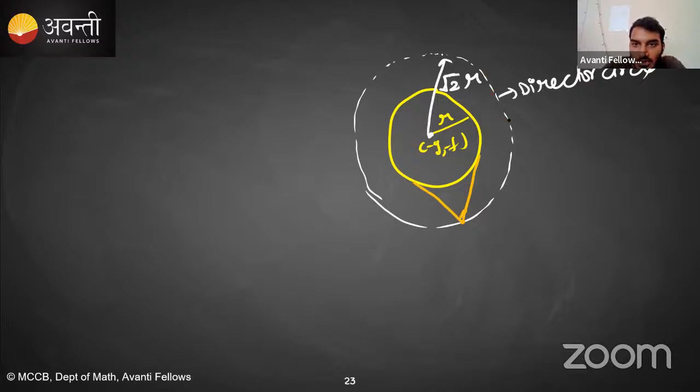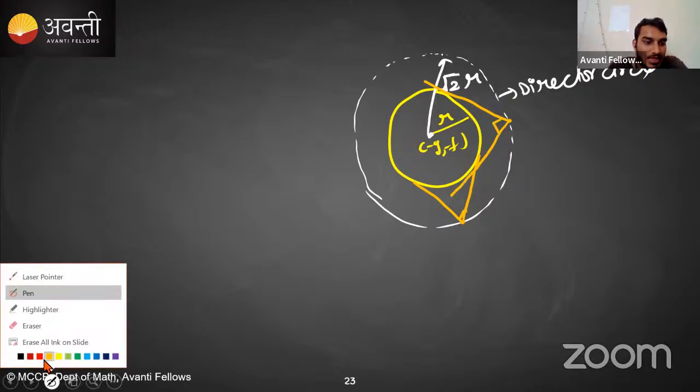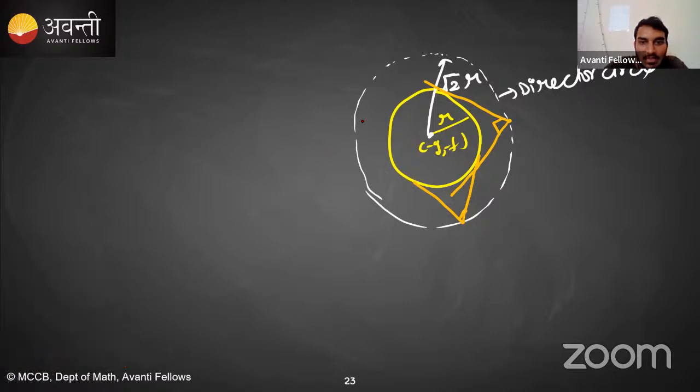From any point on the director circle, when you draw the tangents to the given circle, the tangents will always make 90 degrees. Is this clear? Tell me quickly in the chat box. Let's say this is one point on the director circle; draw the tangents. The tangents will always make 90 degrees. Clear, students?